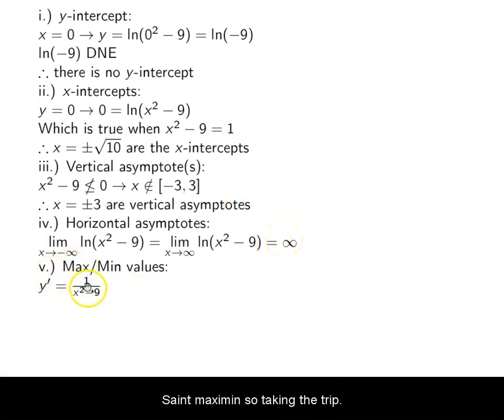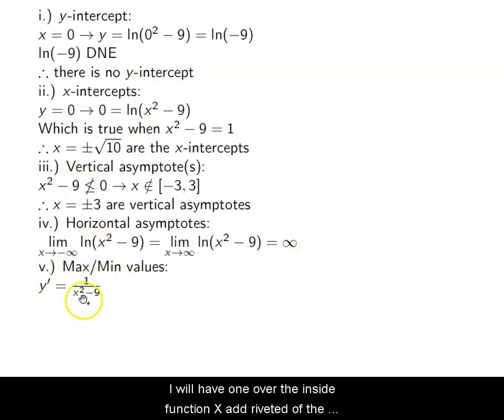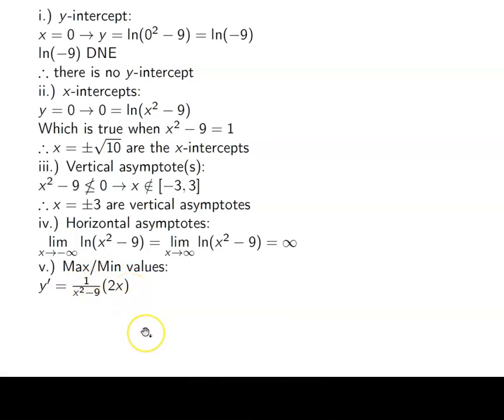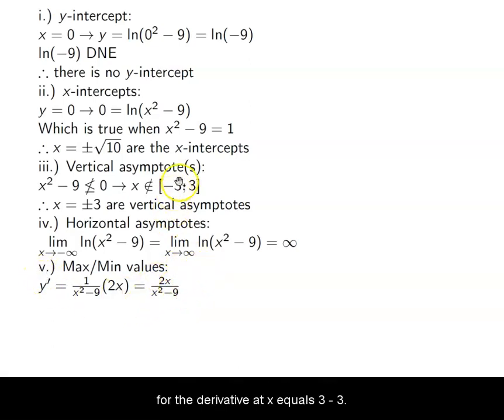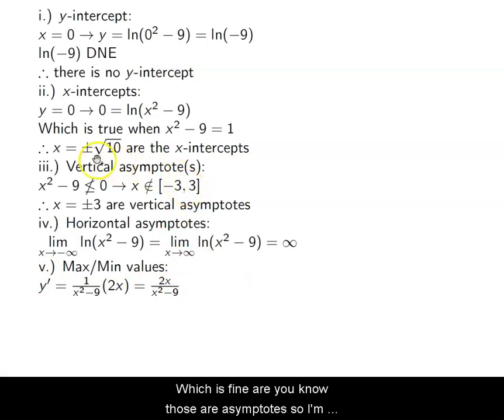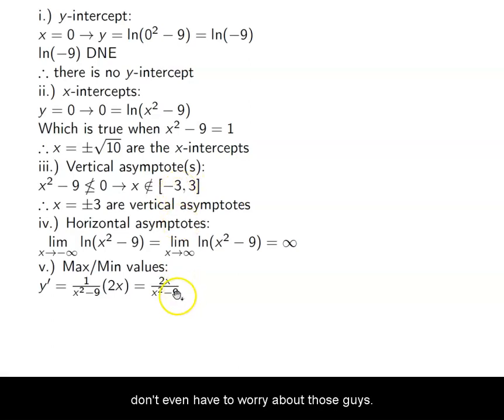So taking the derivative, I will have 1 over the inside function times the derivative of the inside function. So 1 over x squared minus 9 times 2x. Okay, so that's my derivative. Simplify that. It's 2x over x squared minus 9. I would like to know when this function is 0 or any undefined values, right? So I have vertical asymptotes for the derivative at x equals 3 and negative 3, which is fine. I already know those are asymptotes, so I'm definitely not going to have any max or mins there, so I don't even have to worry about those values.